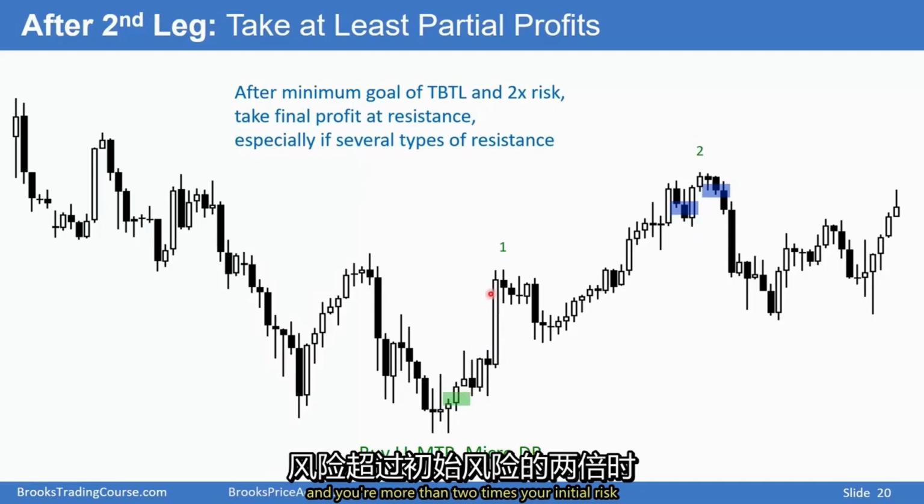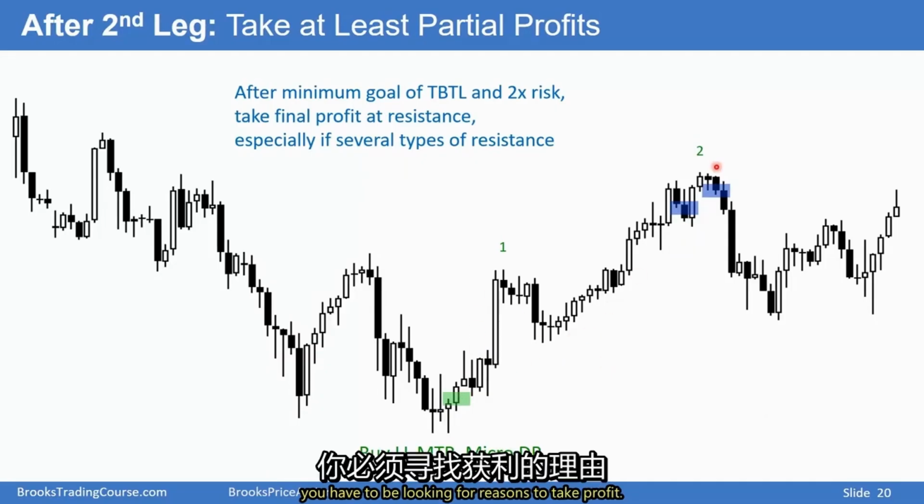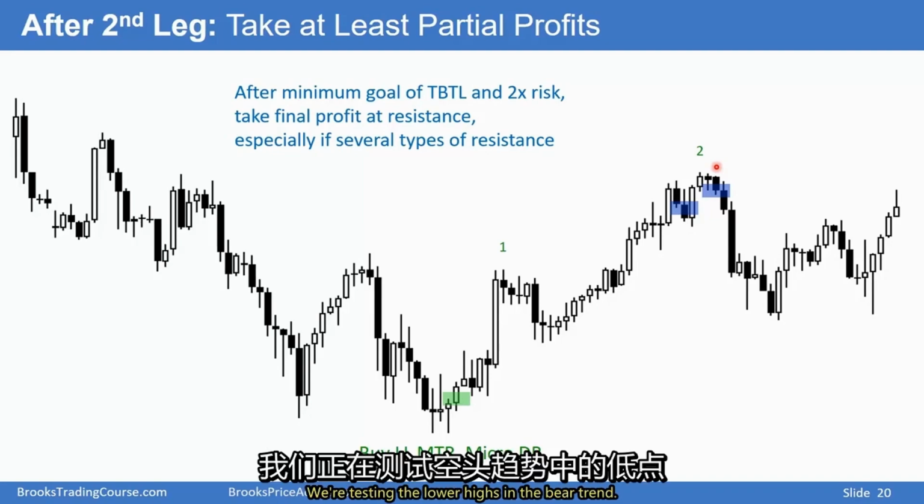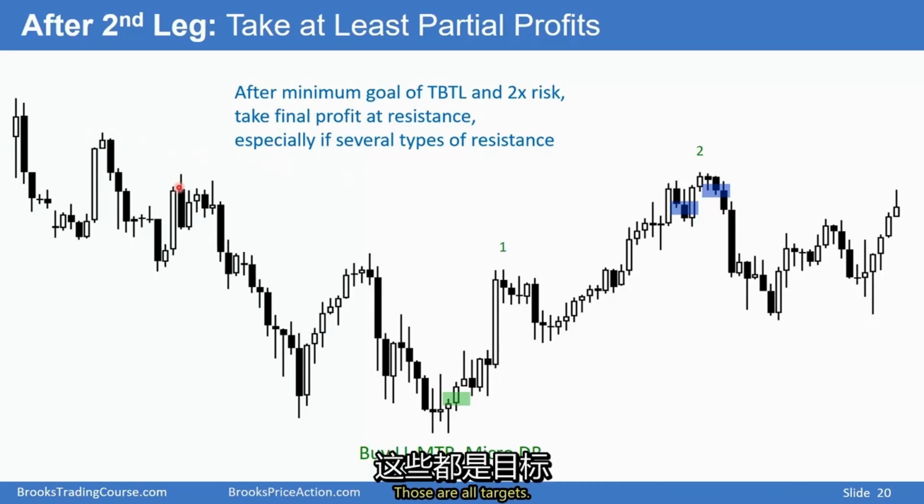After you've had your 2 legs up and you're more than 2 times your initial risk, you have to be looking for reasons to take profit. And here we're fairly high up. We're testing the lower highs in the bear trend. Those are all targets. Bulls will take profits around there.